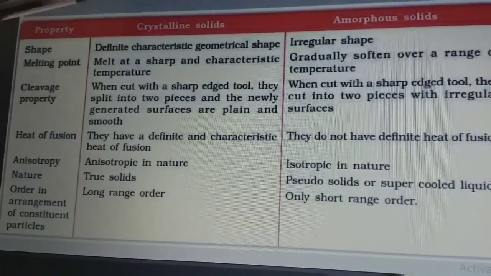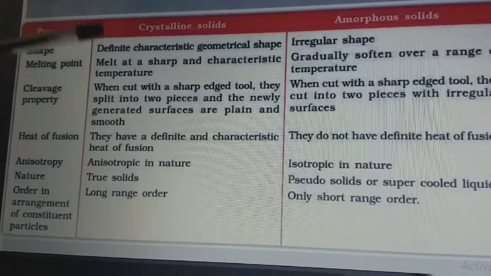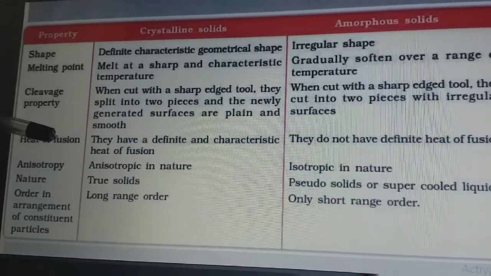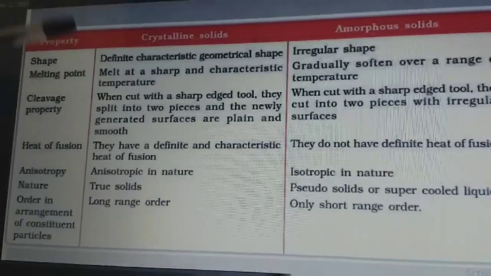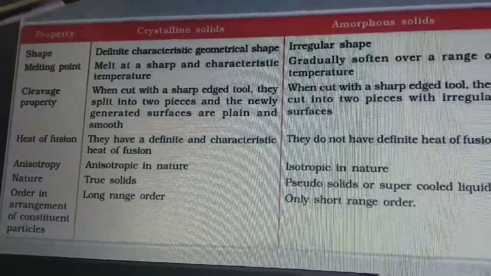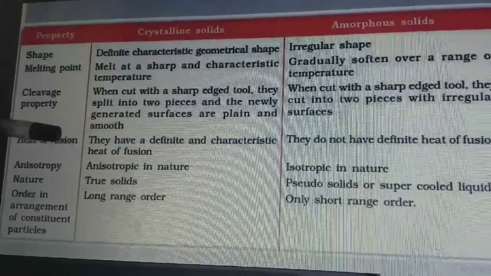Here is how I remember it: "Anicry." You can remember it easily. Cry means crystalline, and Ani means anisotropic. You should know what is anisotropic and what is isotropic, but how will you remember it? Anicry: anisotropic, crystalline.